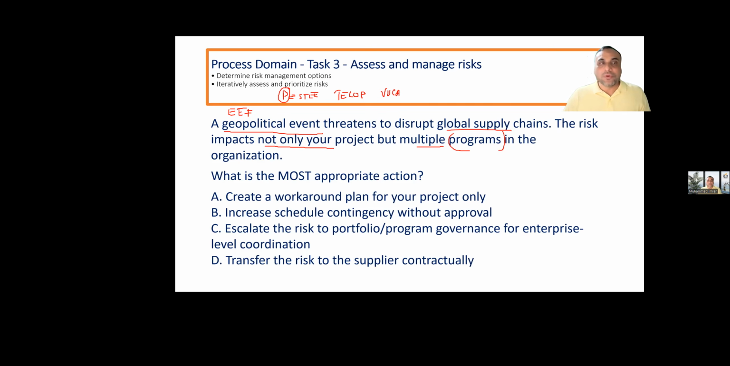Create a workaround. Workarounds are done for unidentified risk. Increase schedule contingency without approval. You cannot move without approval. Escalate the risk to portfolio program governance for enterprise level coordination. Transfer the risks, and for transfer, you need to pay the premium or get the insurance. So the correct answer is exactly C.